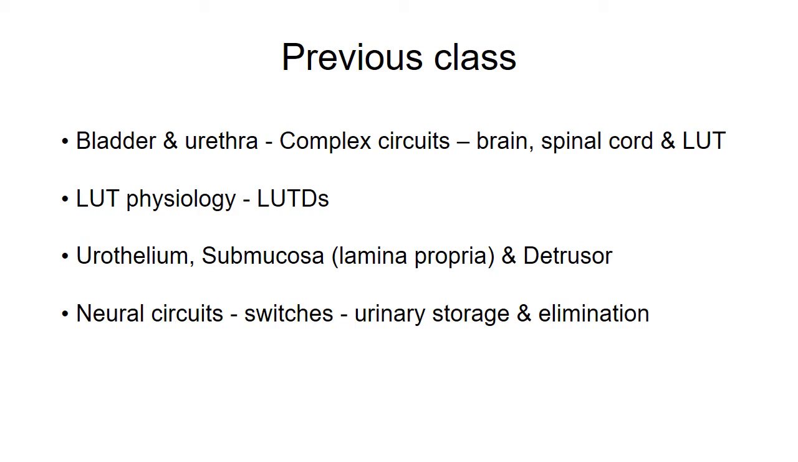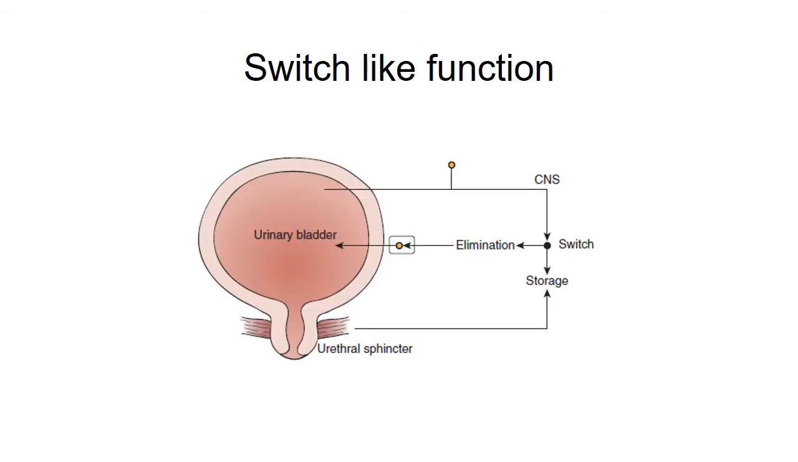For understanding physiology clearly, we have to know a little more about the urothelium, the submucosal layer or the lamina propria, and the detrusor. The neural circuits present in the central nervous system have a switch-like function. This enables the bladder to function alternately between urine storage and voiding, owing to the switch-like function of the micturition reflex pathway.